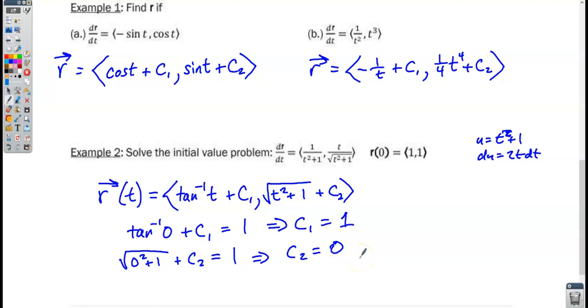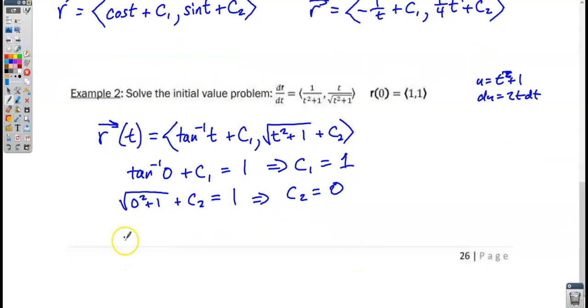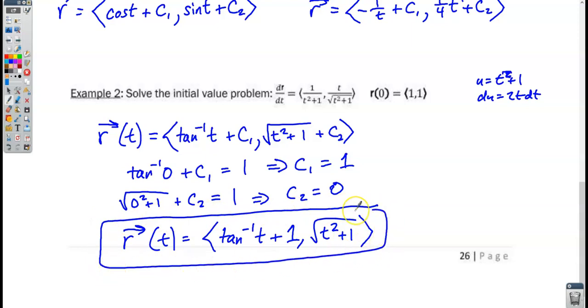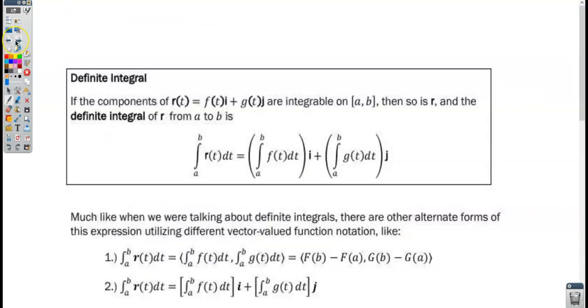Now that we've found those constants, we can go ahead and write our final vector-valued function, which is going to be the arctangent of t plus 1, and the square root of t squared plus 1. And there is our vector valued function to finish off example number 2. All right, on to the next page.